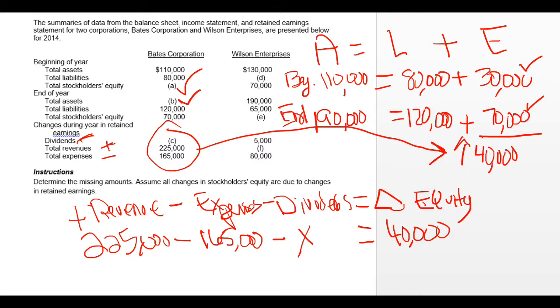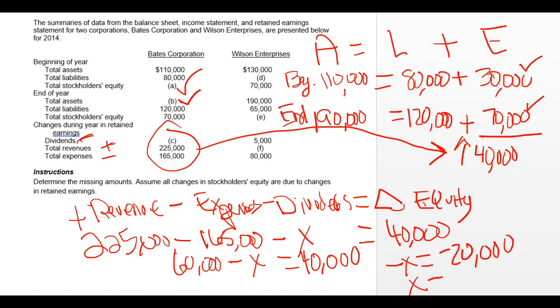So at this point, it's just a simple equation. I'm just going to combine all my like terms. So if I simplify, you've got 225,000 minus 165,000. That would give me 60,000. So I would know that 60,000 minus X equals 40,000. And again, simplify, combine like terms, and you'd get negative X equals negative 20,000. And of course, get rid of the negatives. X would be equal to 20,000. So that would be the answer for how much dividends they paid. I'm going to write 20,000.